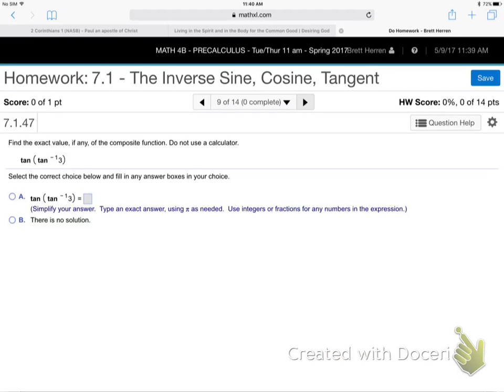Okay, so that's a trickier one. Tangent inverse of 3. So what do we basically want to say the answer is? What's our first instinct? Just 3, right? Because these just cancel. They're opposites. They neutralize each other. They're gonzos. 3. True. As long as it's in the zone. Is it in the zone?